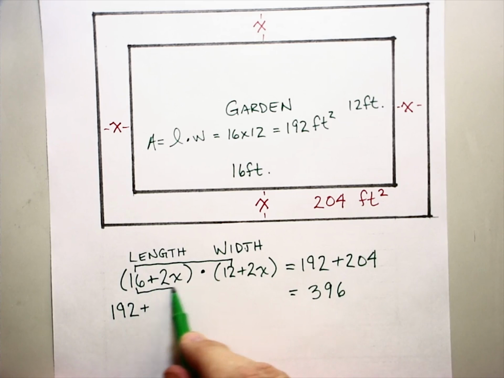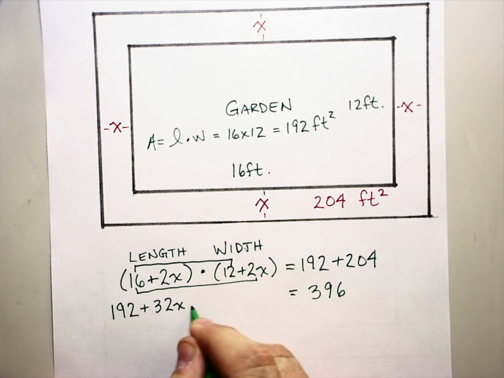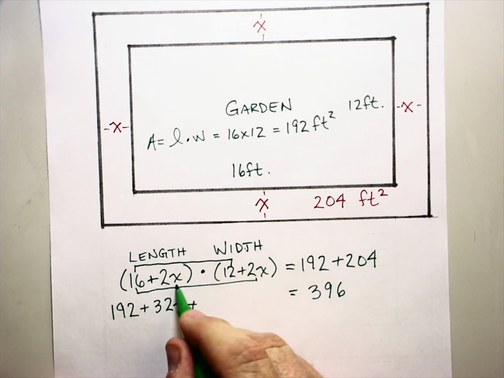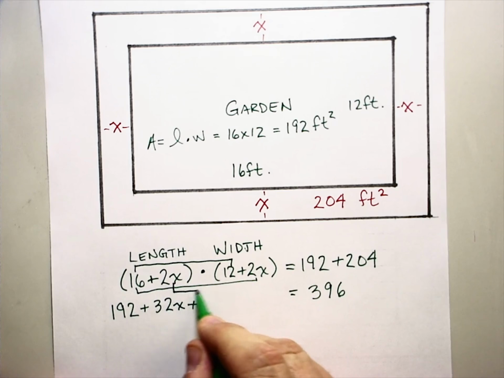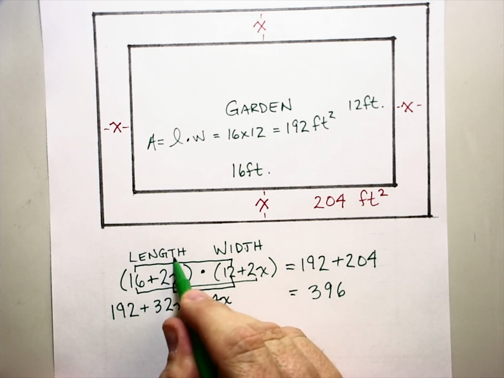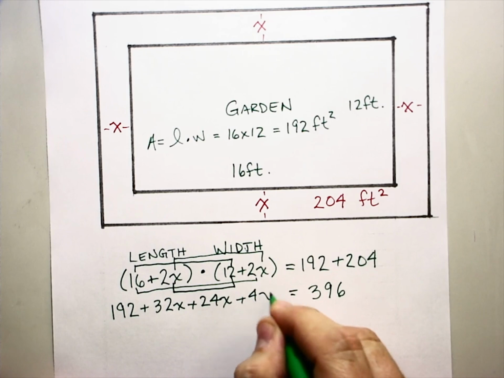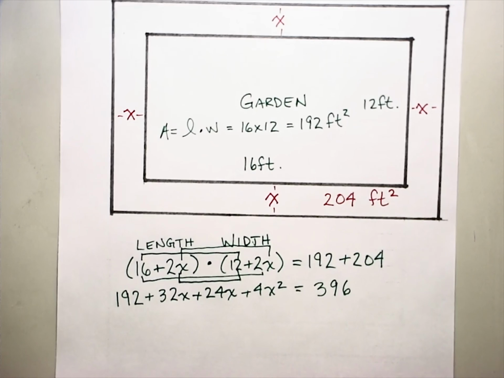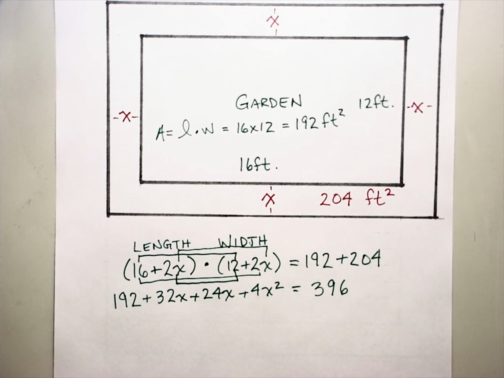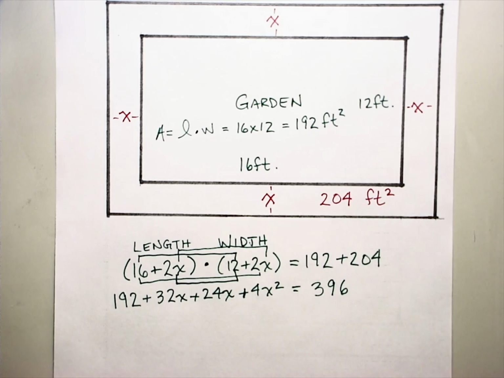Then I'm going to multiply 16 times 2x. That gives me 32x. Now I'm going to multiply my inside terms together. That would be 2x times 12 is 24x. And finally, my last terms, 2x times 2x, give me 4x squared. So we now have the equation 192 plus 32x plus 24x plus 4x squared equals 396.